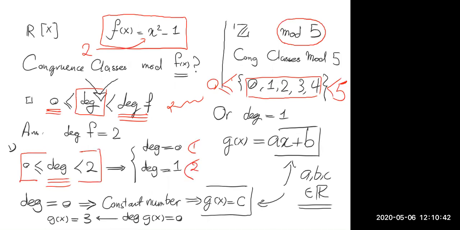There are two cases. If the degree is 0, the polynomial is just a constant number. If the degree is 1, the polynomial is of the form ax plus b. So these are the set of all congruence classes mod f. Any question? Okay, so let's continue.